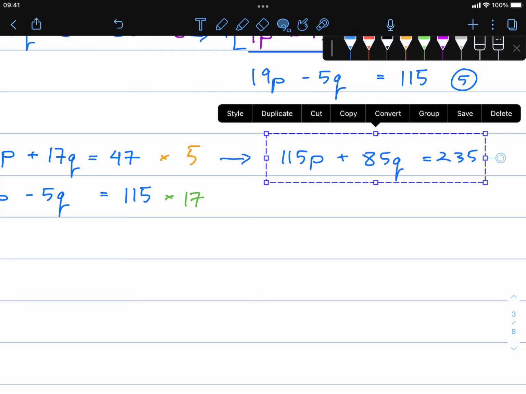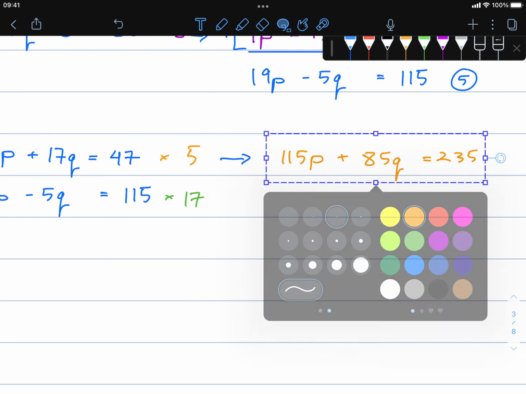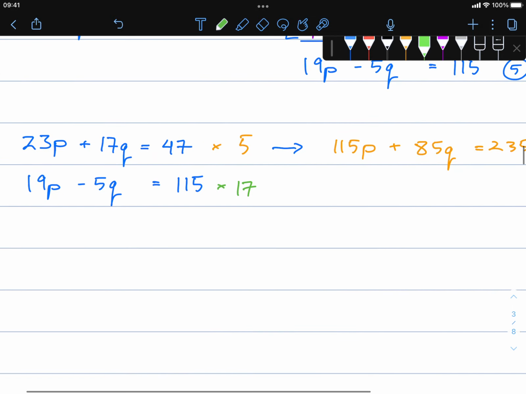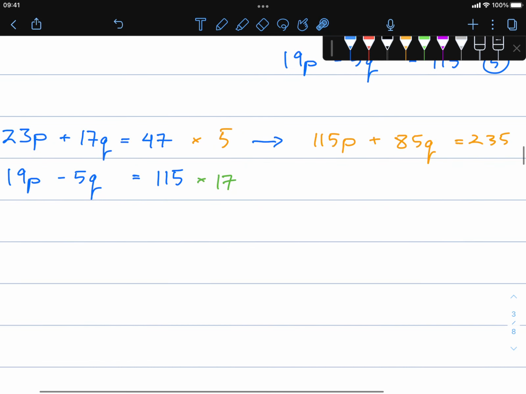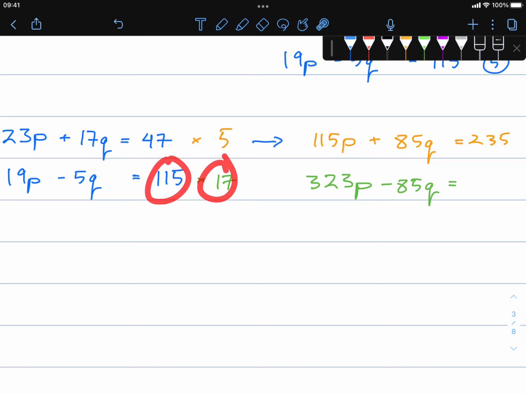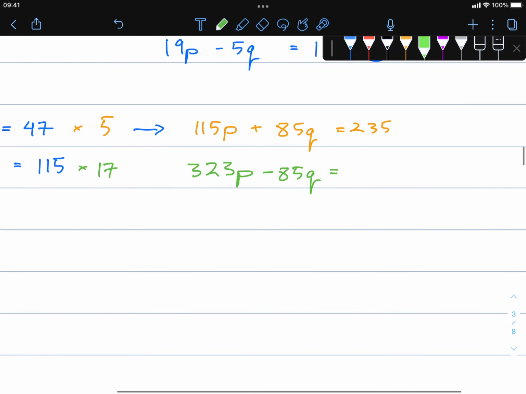This one was in orange, and now in green. 19 times 17 is going to be 323p. Negative 5 times 17 is going to be 85 once again, so negative 85q equals 115 times 17, 1955.